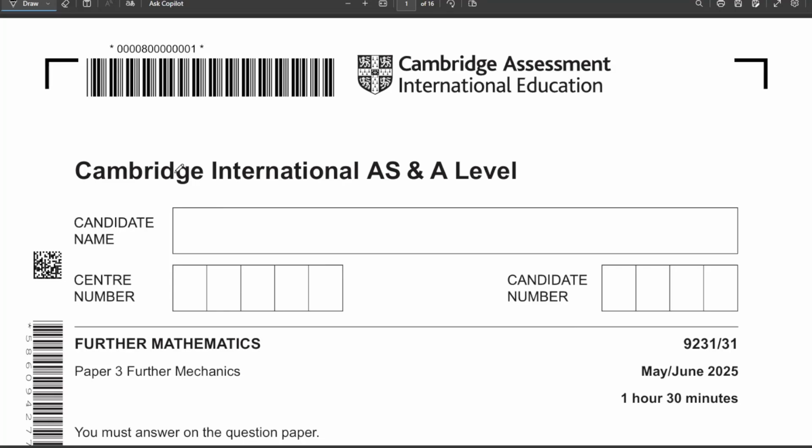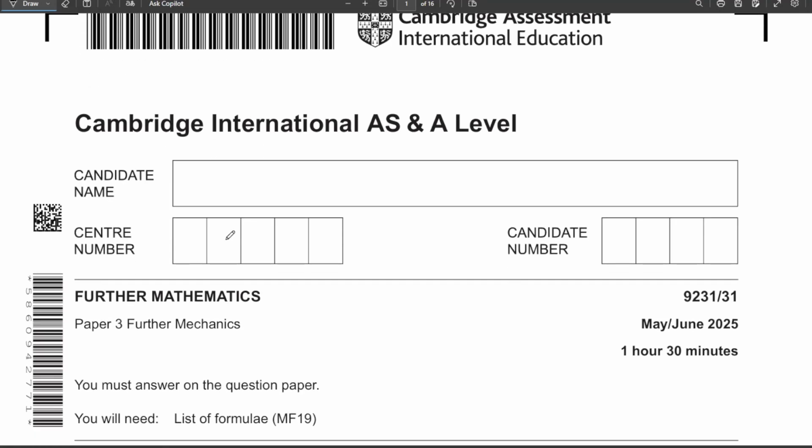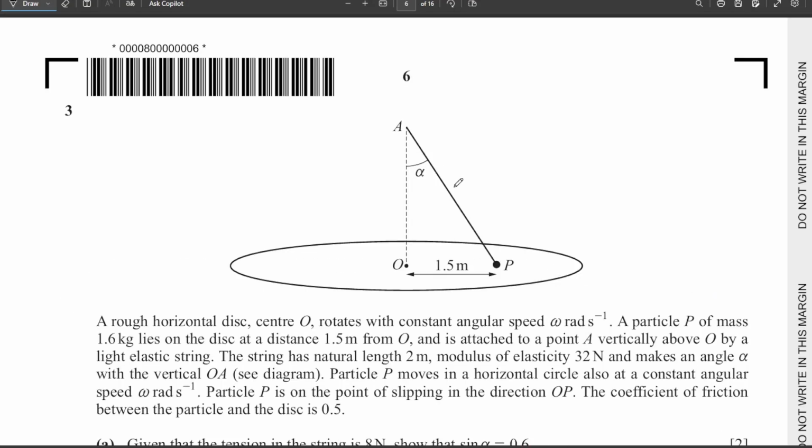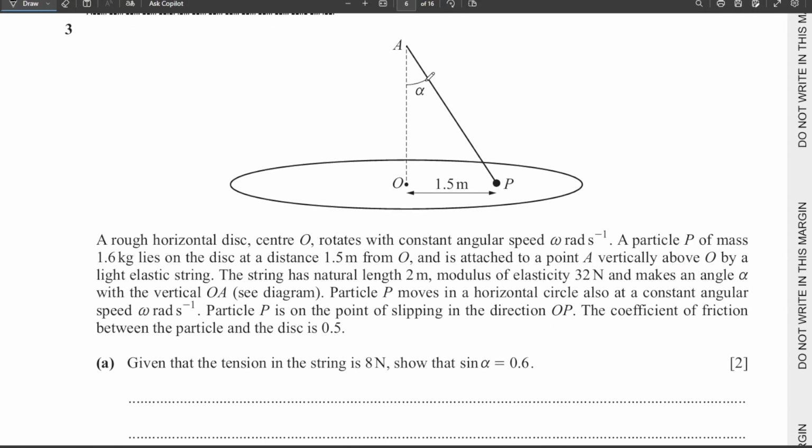Greetings viewers, in this video we will attempt Cambridge A-Level Further Mathematics, the Further Mechanics component which is paper 3, and we take variant 1 from May-June 2025 series. We'll go for question 3 now. The previous questions have been uploaded to the playlist already.